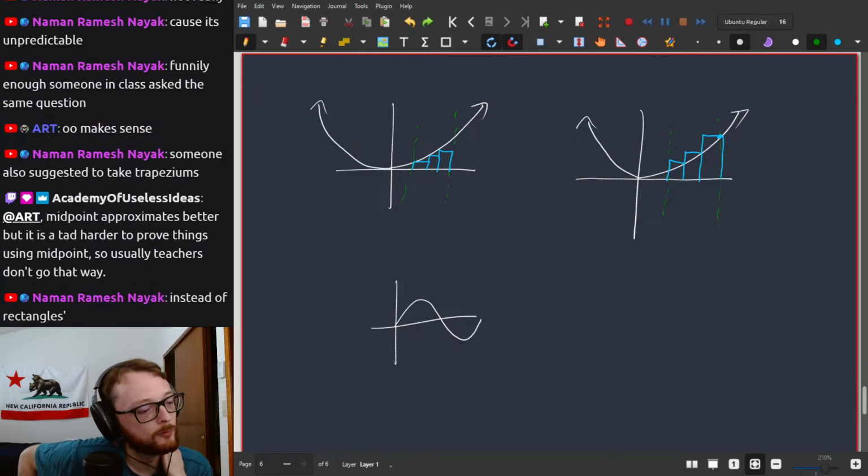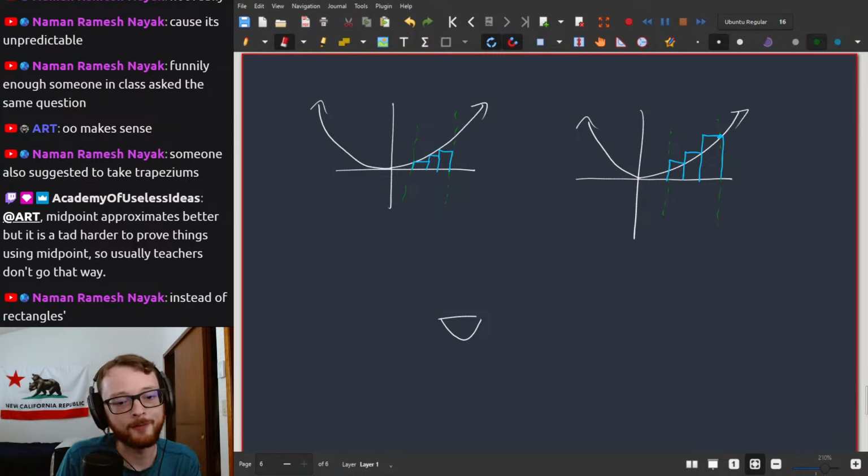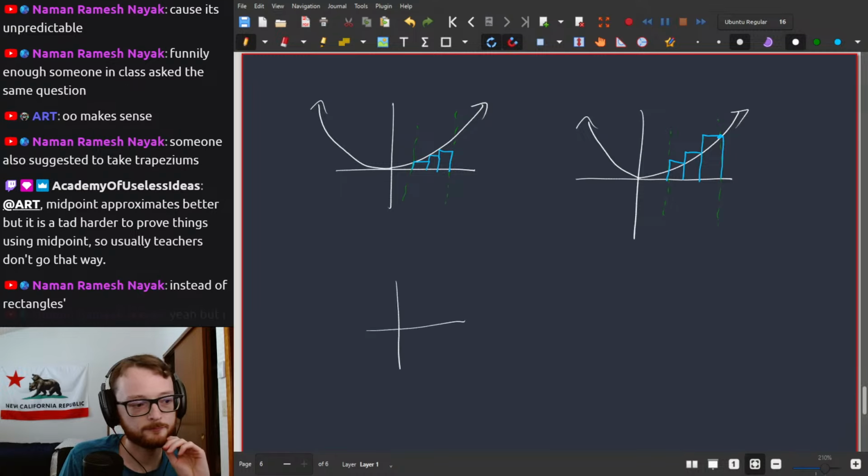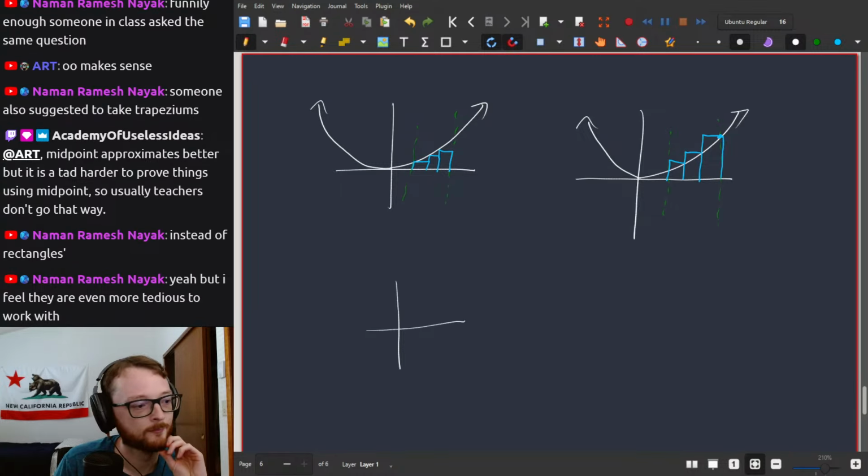Trapeziums are good too. They converge a lot faster to the true value. Yeah, as Academy of These Ideas says, it's harder to prove things with midpoint. I think trapeziums are always an underestimate. They are like a little harder, but I don't think they're that much harder.